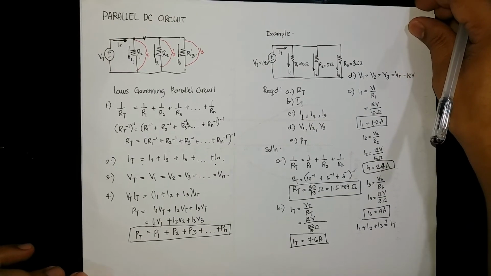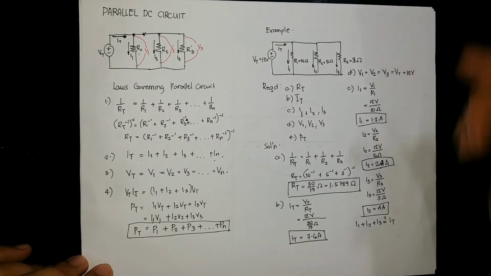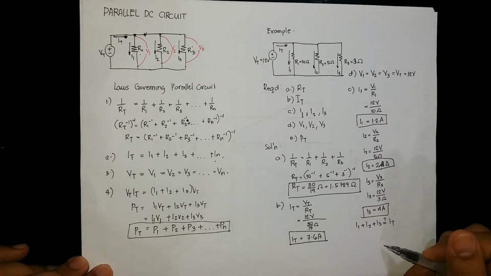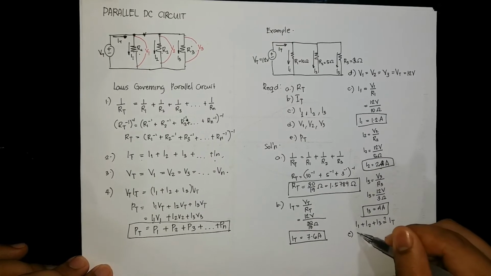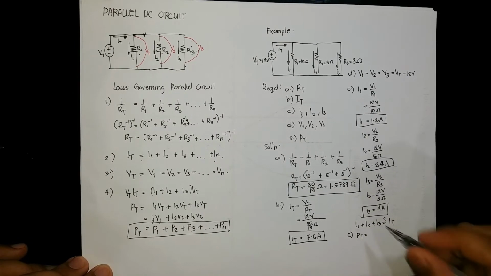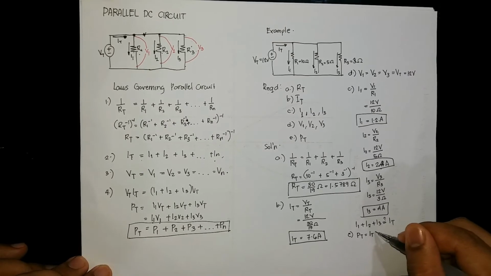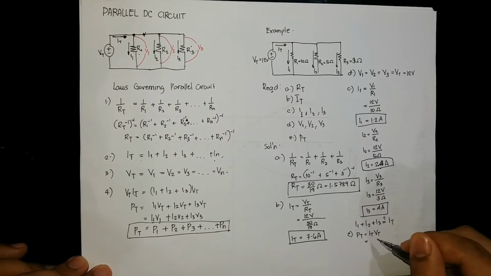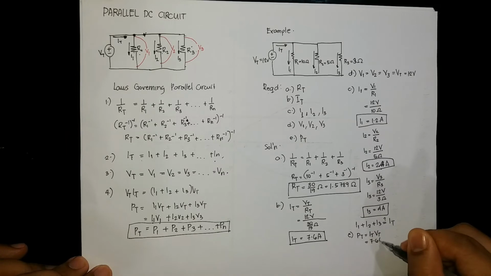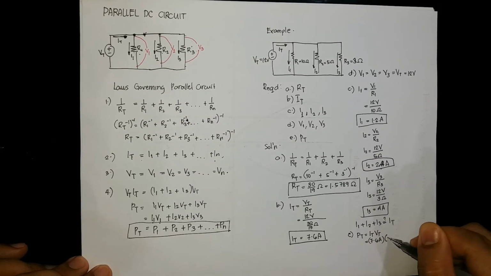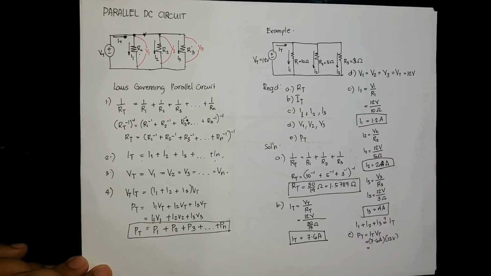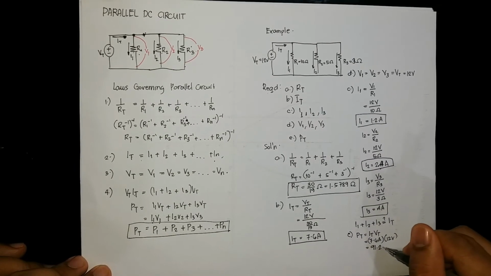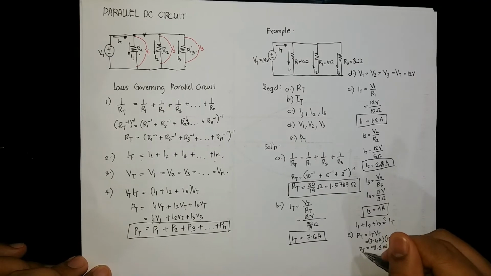How about solving for the power? Solving for the total power for letter E, total power is equal, say, using the formula I total V total, that is 7.6 amperes multiplied by 12 volts. Then power, 7.6 times 12 is 91.2 watts. So this is the value.